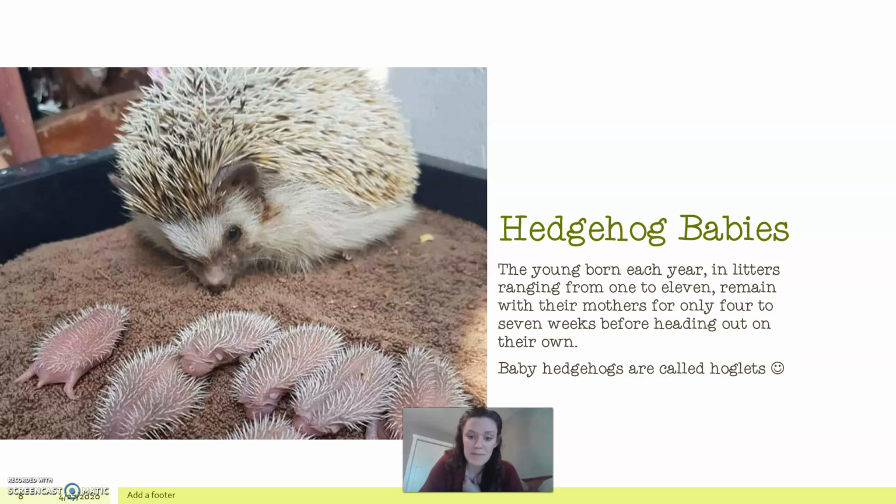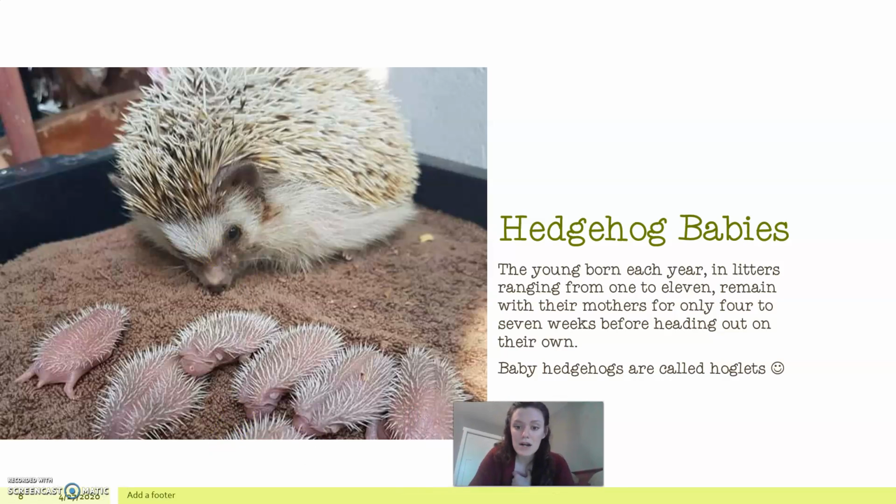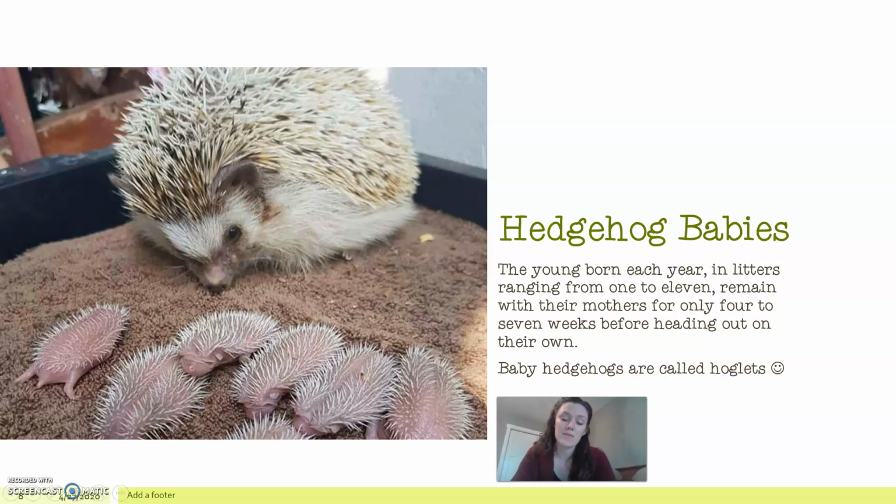So here are some hedgehog babies. The young are born each year. So every year a mom can have a litter of babies. Litters can range from 1 to 11. National Geographic says up to 7, but through my research, I found 1 to 11. They remain with their moms for only about 4 to 7 weeks before heading out on their own. And I learned that baby hedgehogs are called hoglets.